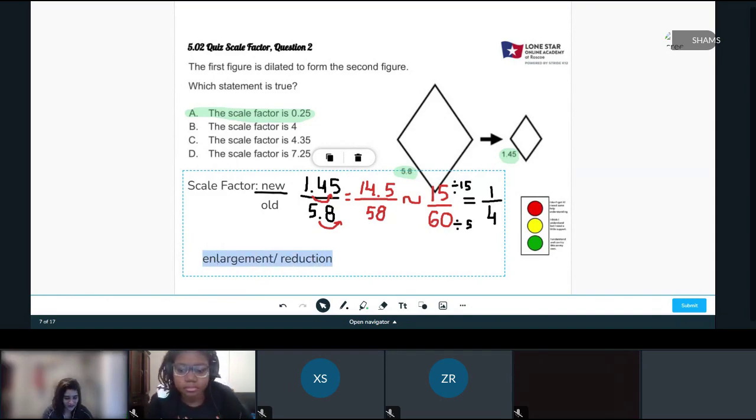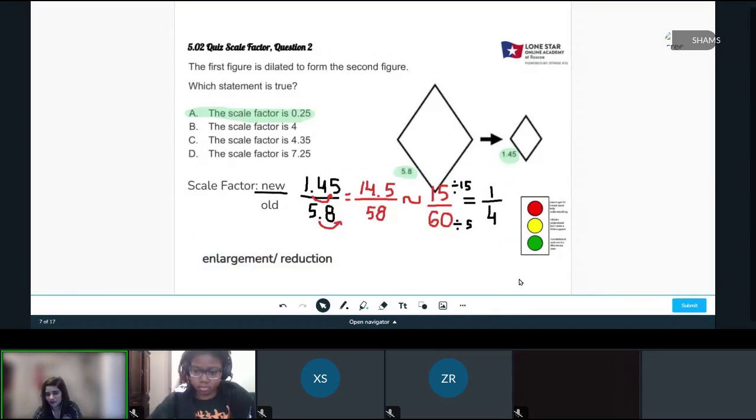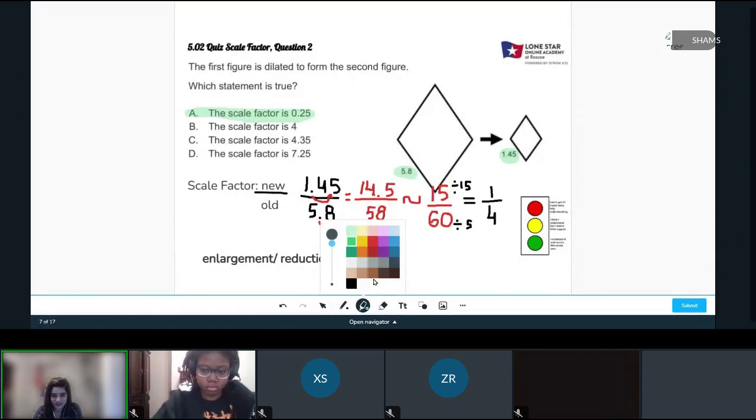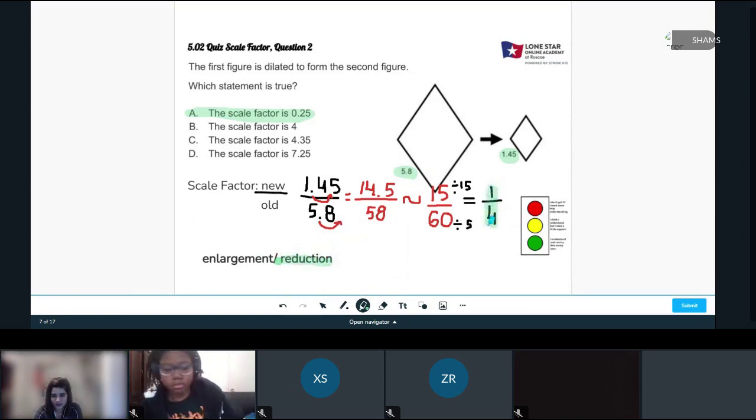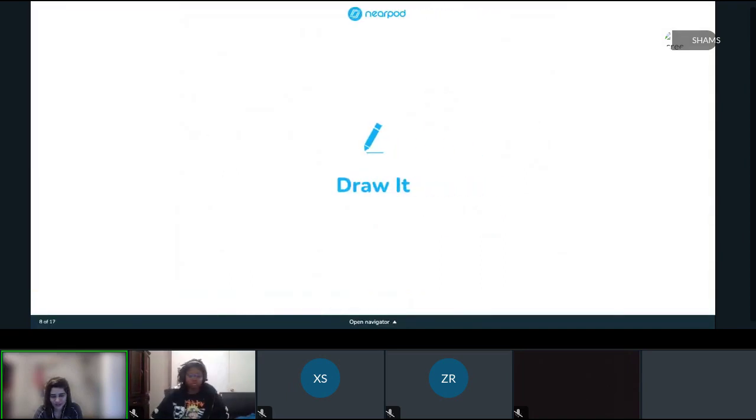It is reduction, Leah. You're right. The shape got smaller and the scale factor is also less than 1. Scale factor less than 1 is always a reduction. Scale factor is a quarter. Quarter is less than 1. Reduction. Let's move on to the third variety of question 2.